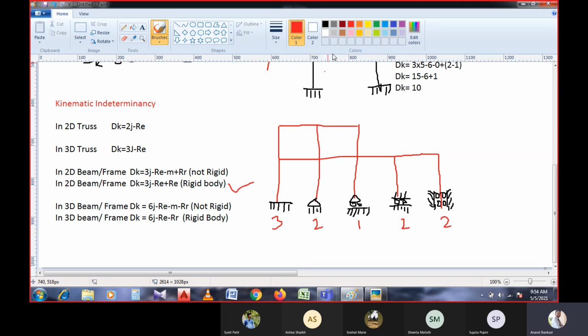So here I will directly write it, no problem. The vertical reaction is restrained, the horizontal reaction is restrained and the movement is restrained. Here the vertical reaction is restrained and the horizontal reaction is restrained. Here only the vertical reaction is restrained, and here the vertical reaction is restrained and the movement is restrained. Here the horizontal reaction is restrained and the movement is restrained.